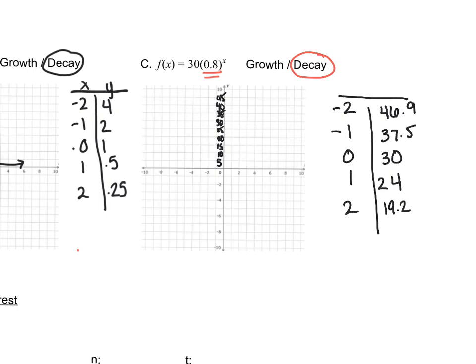So -2, 46.9. -1, 37 would be somewhere here. Change the color here. 0, 30, 1, 24, and then 2, 19. So this would look like this.